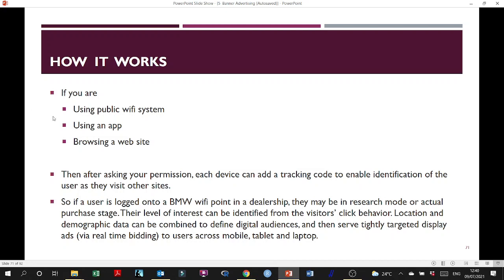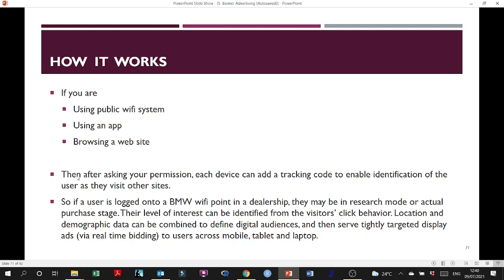So how it works: using any public Wi-Fi system, as I explained in class, or using an app or browsing a certain website on your mobile application. If you are browsing on a mobile application, it will also collect information on your location if they are part of the network.